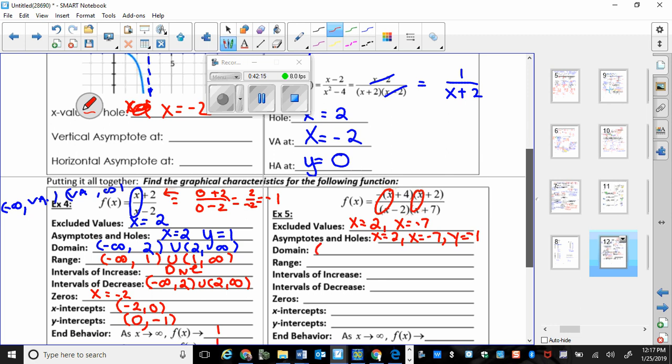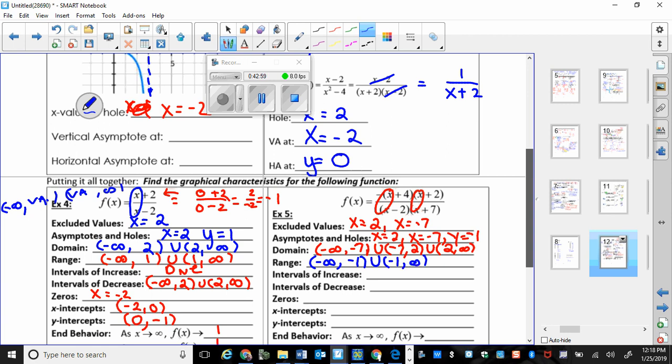My domain is -infinity to my excluded values. So from -infinity to 2, union 2, I made a mistake. The smaller number comes first: from -infinity to -7, parentheses, union, -7 to 2, union, and then 2 to positive infinity. My range is from -infinity to my horizontal asymptote, so to 1, union, 1 to positive infinity.